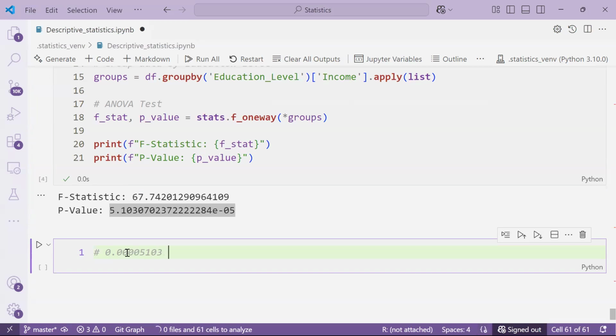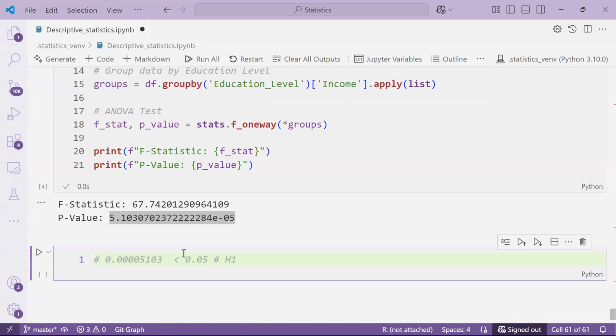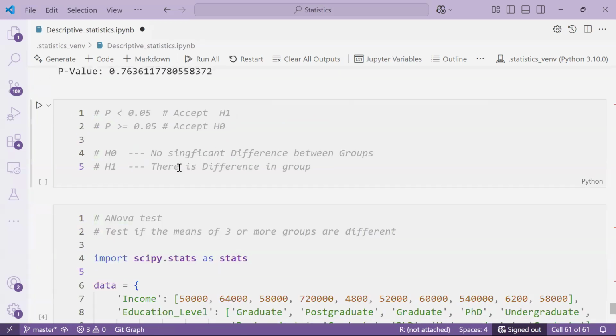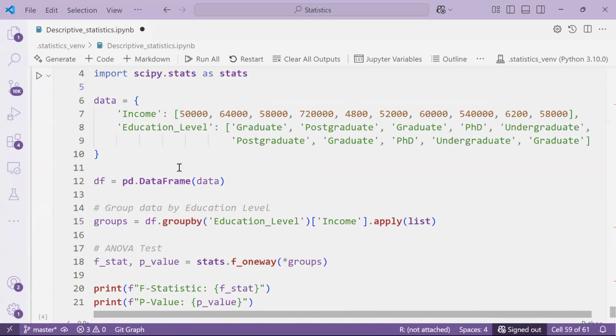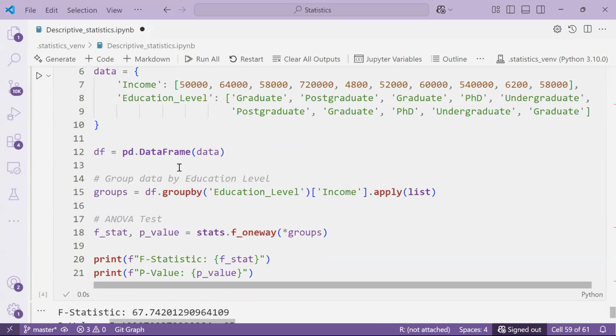0.0005103. This is the value we are getting as a p-value. Is it less than 0.05 or not? Yes. If it is less than 0.05, we should accept the alternate hypothesis, right? If you're accepting the alternate hypothesis, what is it saying? There is a difference in groups. That means whether you are a postgraduate, a PhD scholar, or an undergraduate, your salary varies depending on that. So I hope you understood the difference between the previous one and this one.